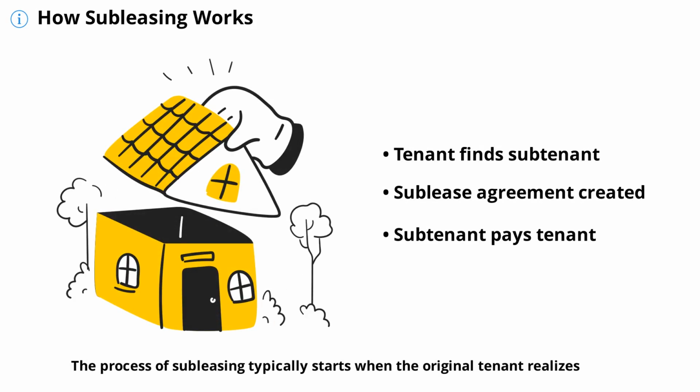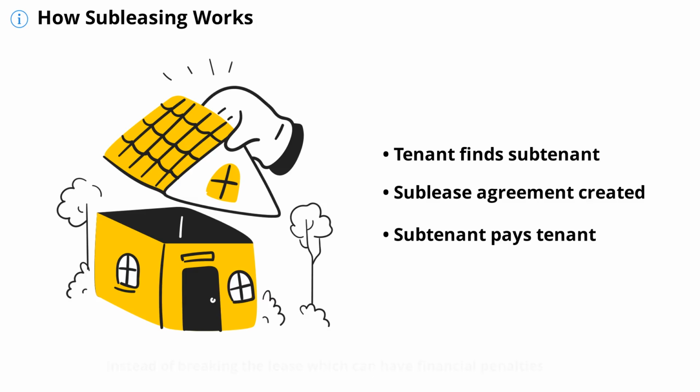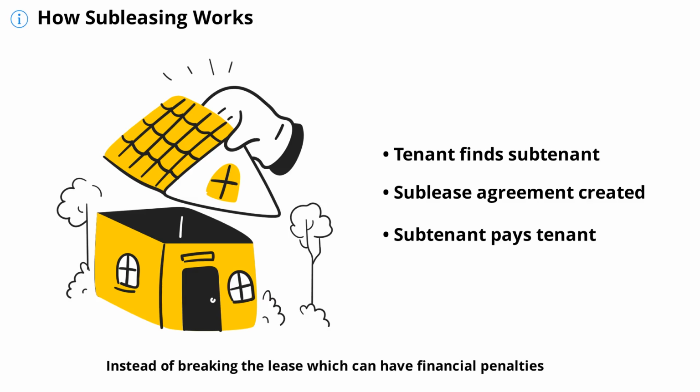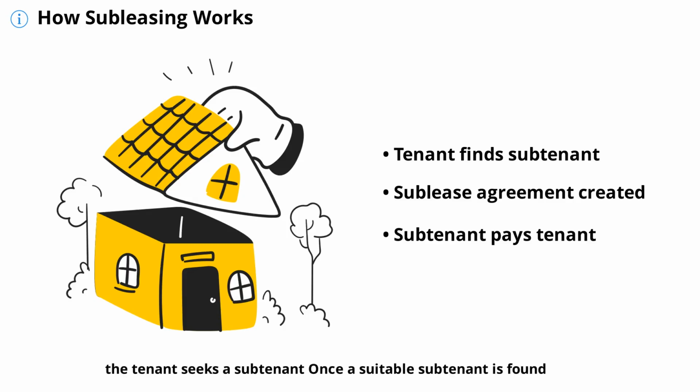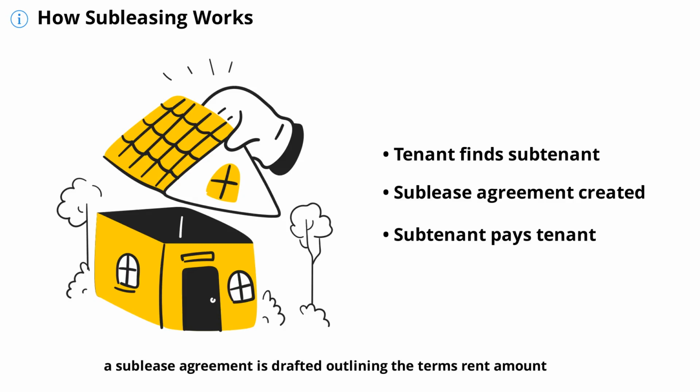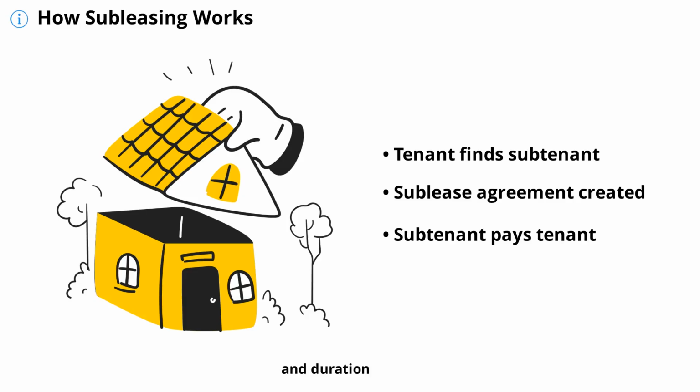The process of subleasing typically starts when the original tenant realizes they need to leave the rental property before their lease ends. Instead of breaking the lease, which can have financial penalties, the tenant seeks a subtenant. Once a suitable subtenant is found, a sublease agreement is drafted, outlining the terms, rent amount, and duration. The subtenant moves in and pays rent to the original tenant, who continues to pay the landlord. This arrangement allows the original tenant to fulfill their lease obligations while being away.